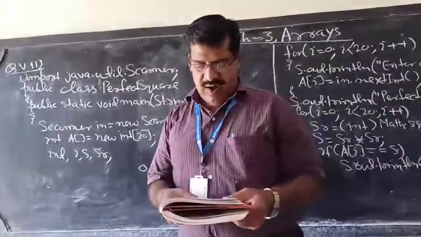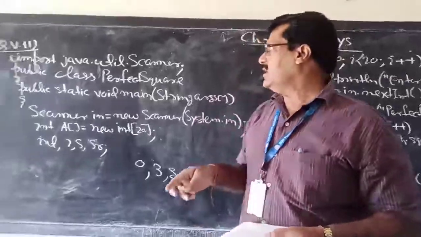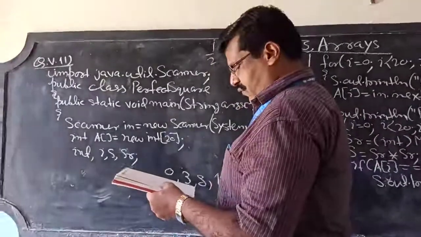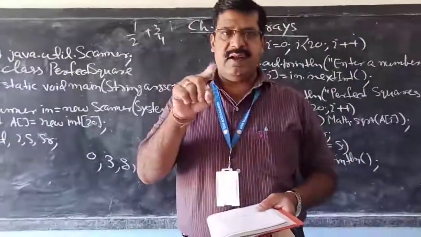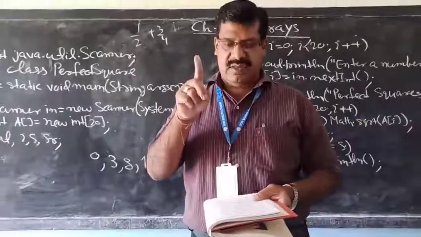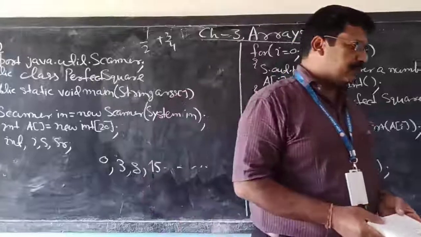Second is to find the sum of the series: s equal to 1 by 2 plus 3 by 4 plus 5 by 6 till 19 by 20. The numerator is increasing by 2 and the denominator is 1 more than the numerator. It's very simple, so do both the programs.